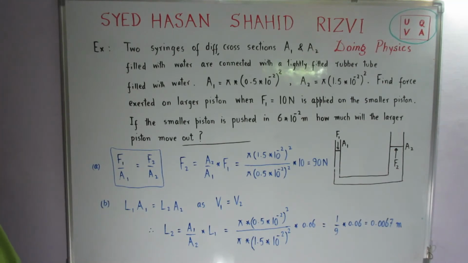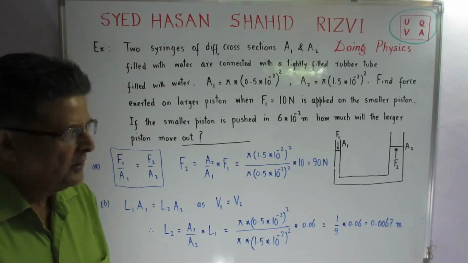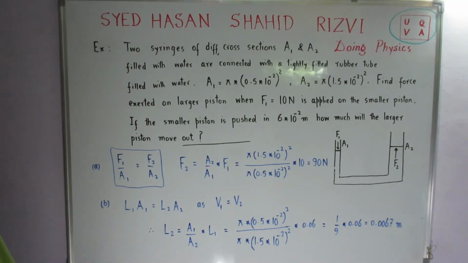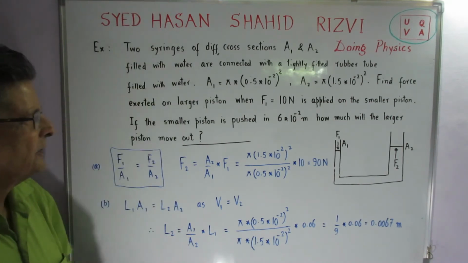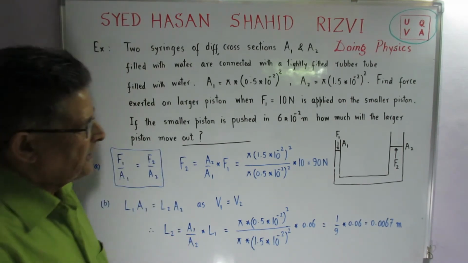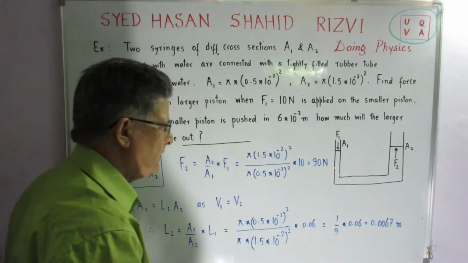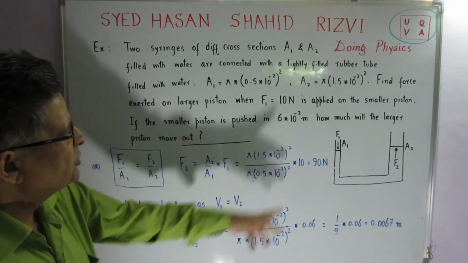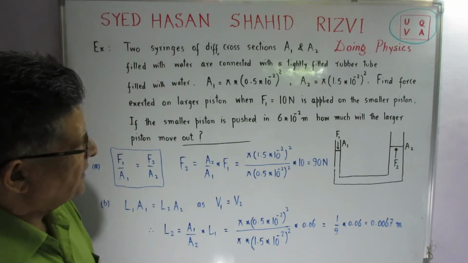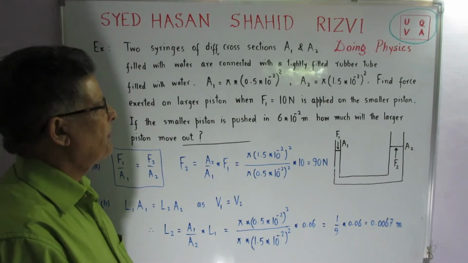They are filled with water and they are connected by a rubber tube tightly fitted, filled with water. Okay, so all through there is water. A schematic diagram that I have shown is that this is one syringe and this is the other syringe. Okay, and I have not shown the appropriate levels. You can find yourself if one should be lower and the other should be upper, etc.